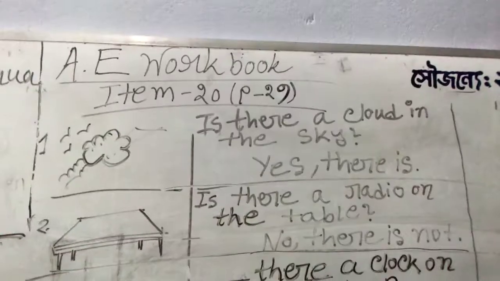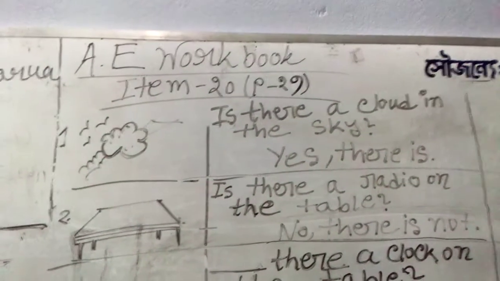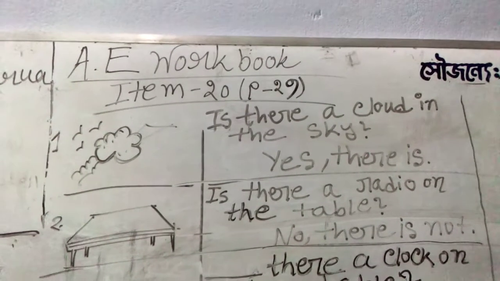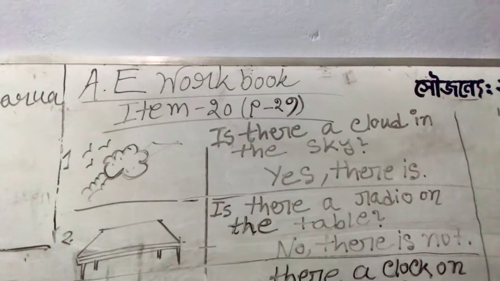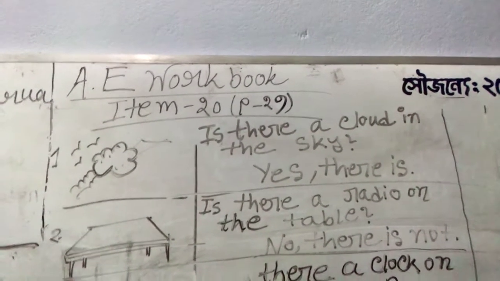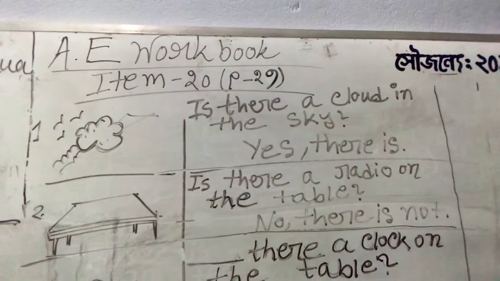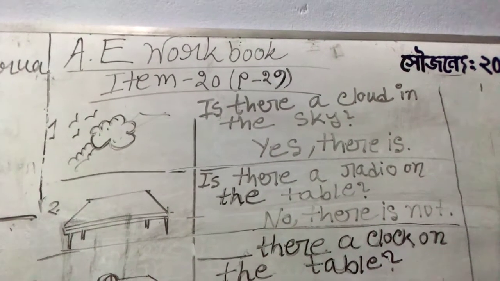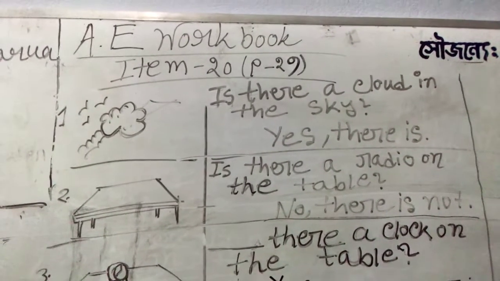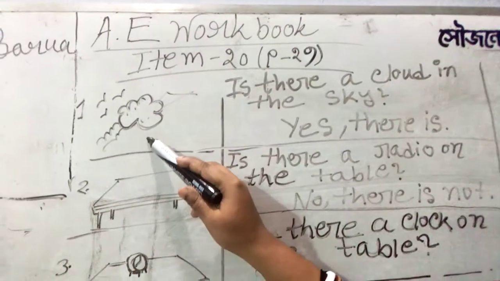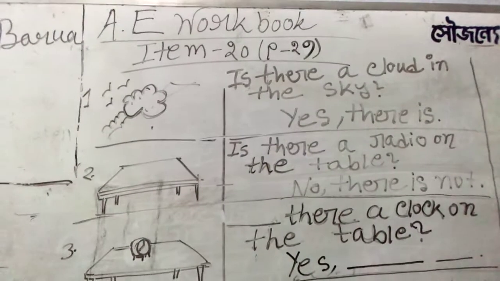It is item number 20 and page number 29. In the previous class we solved page number 28, now it's page number 29. In the first picture you can see here, it's a sort of cloud. Do you know what a cloud is?